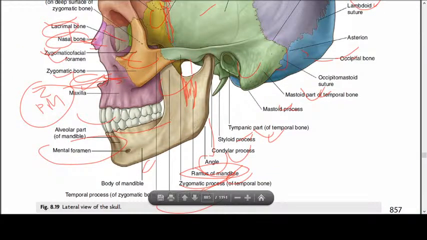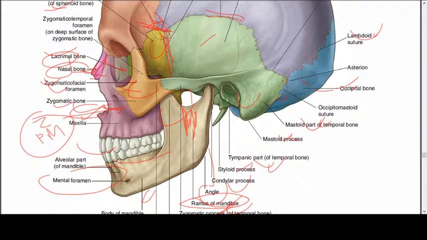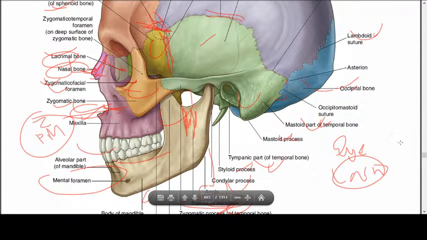This one is the zygomatic. What is the nasal one? This one is the nasal. This is very important. And we have already talked about the lacrimal, which is present right here. The lacrimal bone is present towards the medial side.